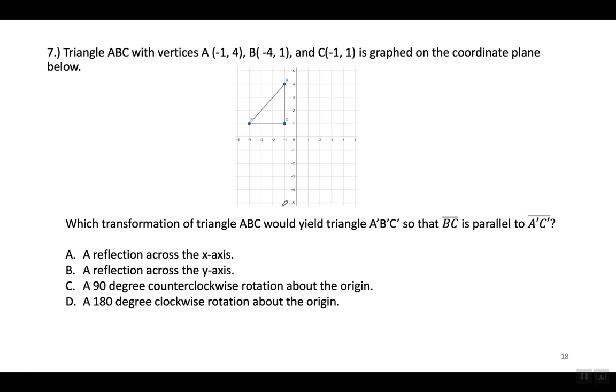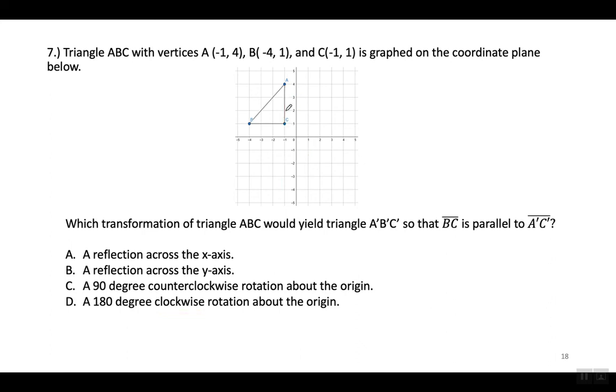Okay, so let's look at the same concept I just did, all right? Here's side AC. If I rotate it to the left, this says clockwise, which is to the right. If I rotate it to the right, 90 degrees would be that. And if I rotate it 90 degrees again for a total of 180, this side AC would end up like this. A prime, C prime would end up like this. And that is not parallel to this segment.